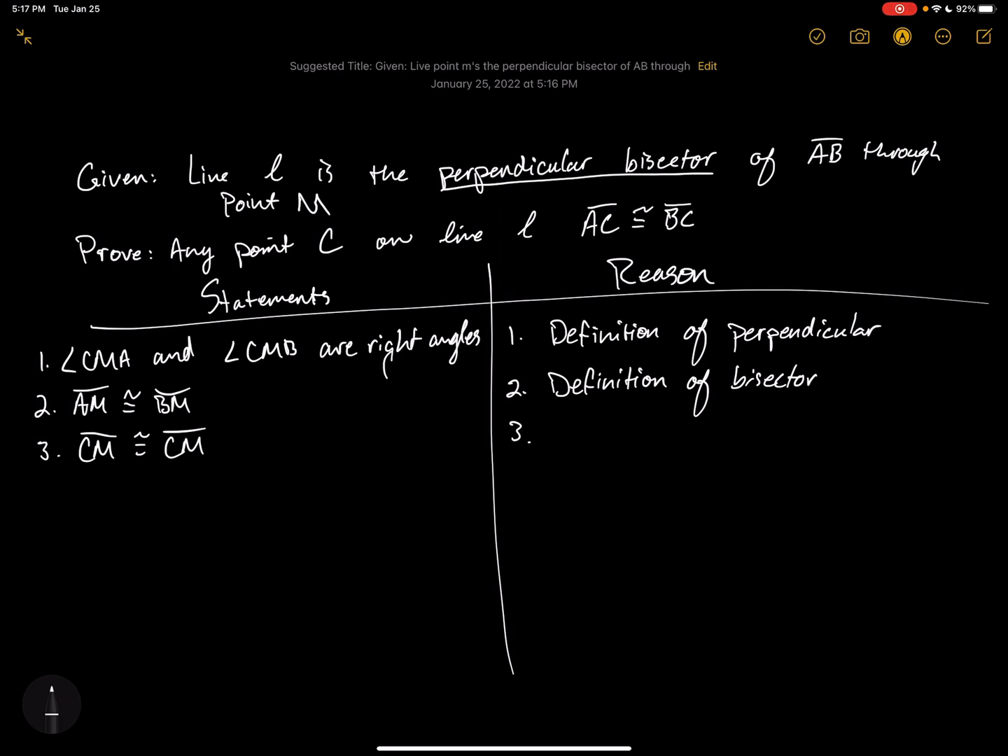So that's the idea of the reflexive property of equality. When you look in a mirror, you see yourself, you're equal to yourself, right? So the way that we say that in math is that CM is equal to itself, or congruent to itself rather, based on the reflexive property of equality.